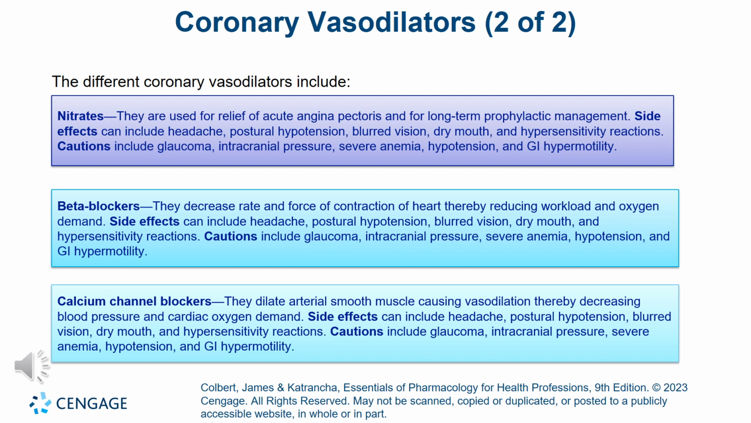Calcium channel blockers dilate the arterial smooth muscle, causing vasodilation, thereby decreasing blood pressure and cardiac oxygen demand. Side effects with these include headache, postural hypotension, blurred vision, dry mouth, and hypersensitivity reactions. There's some cautions with the calcium channel blockers as well, and they include glaucoma, intracranial pressure, severe anemia, hypotension, and GI hypermotility.